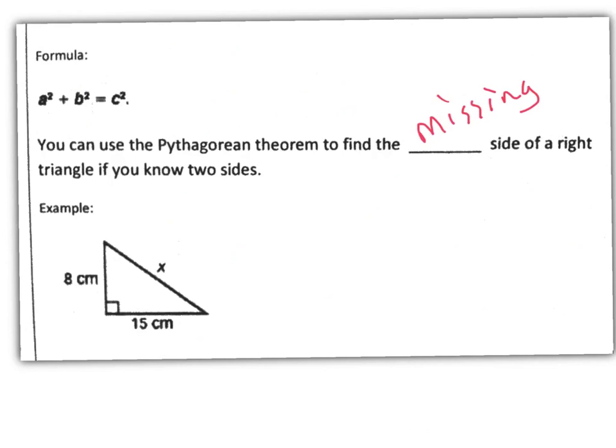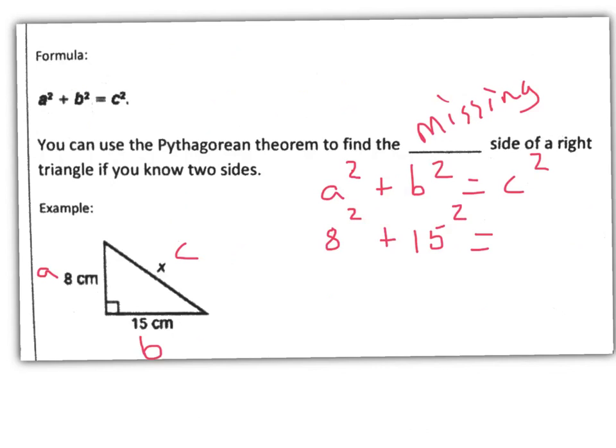So I'm going to go ahead and start out by labeling my sides, and as long as I choose a and b to be my legs, it doesn't matter which one is which because we'll still get the same answer, as long as we always know that the hypotenuse is c. So I'm going to write my formula, a squared plus b squared equals c squared. And then I'm going to fill in the parts that I know. So in this case, a is 8, so I'm going to have 8 squared plus b, which is 15 squared, and that's going to equal x squared in this problem.